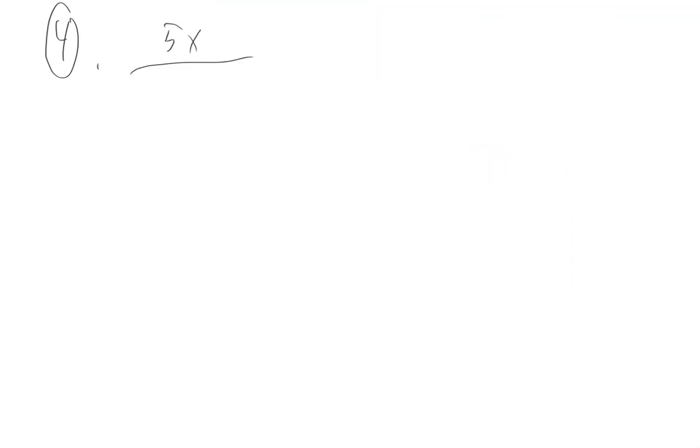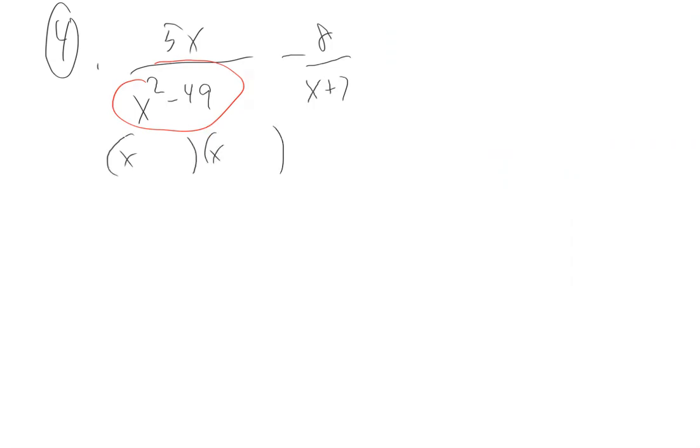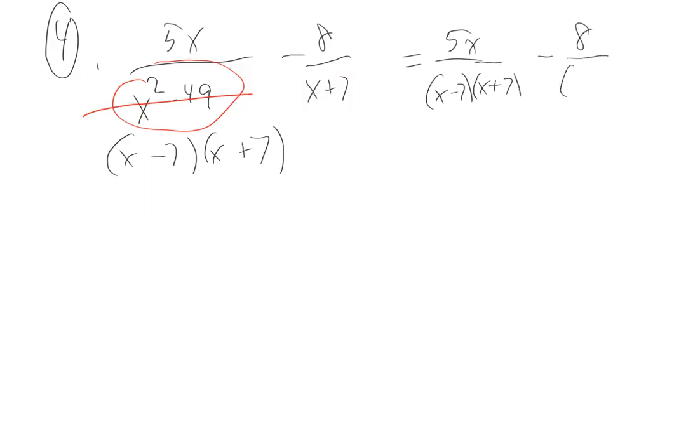5x over x squared minus 49 minus 8 over x plus 7. So we have to factor this, which is the difference of squares. So we can factor it into x times x in 2 separate parentheses. The negative 49 becomes negative 7 times positive 7 in 2 separate parentheses. So that eliminates this, and I've rewritten it like that. So the new problem is now 5x over x minus 7 times x plus 7 minus 8 divided by x plus 7.